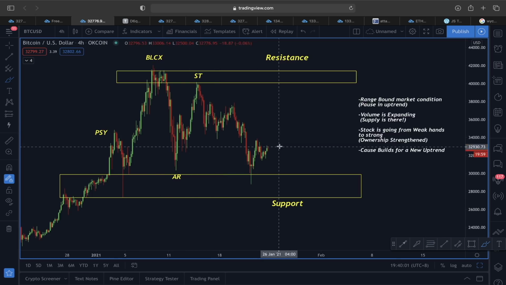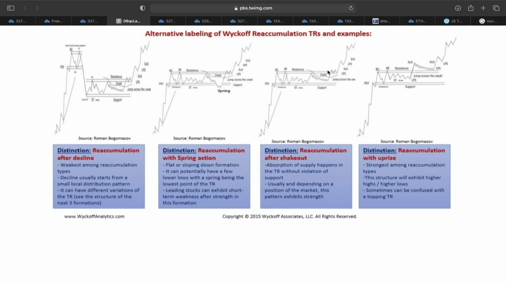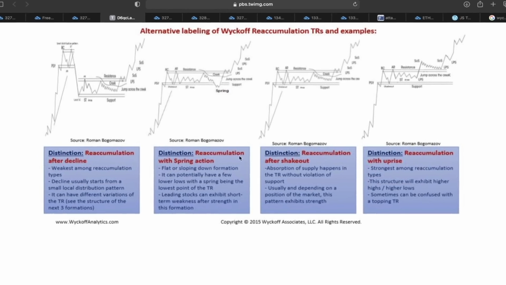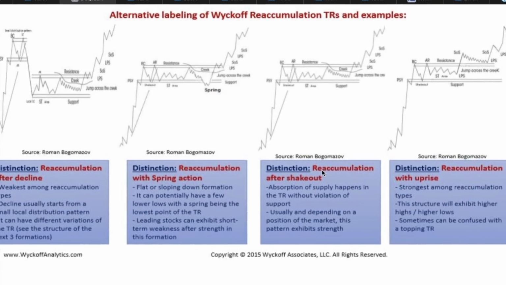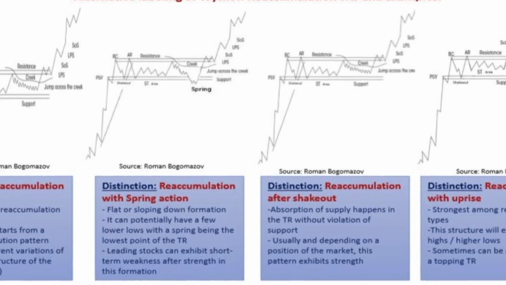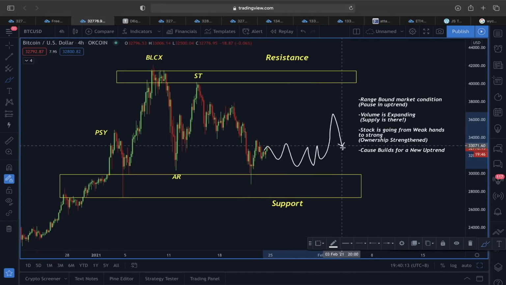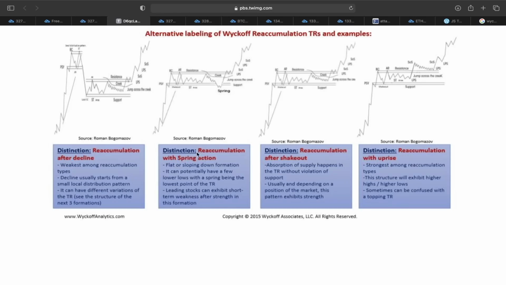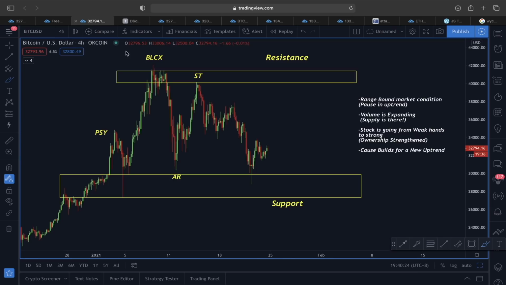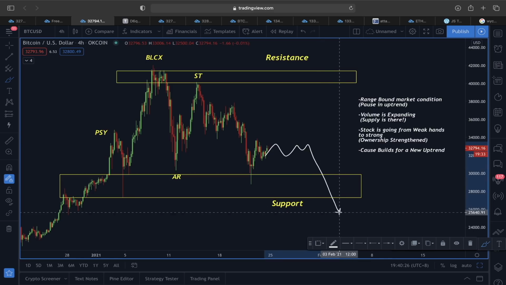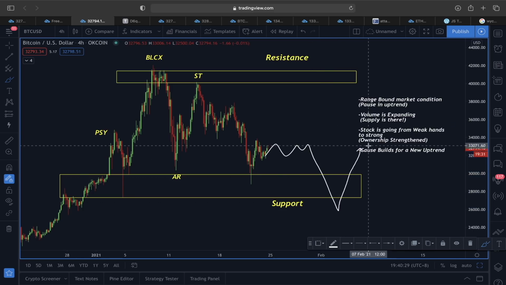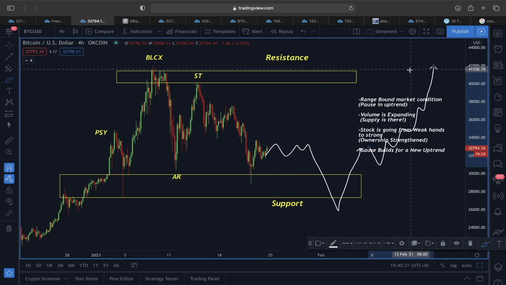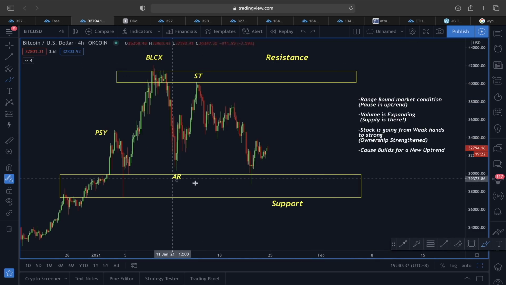According to this Wyckoff reaccumulation phase, we have 2 scenarios to look for. One is reaccumulation with spring action, and another one is reaccumulation after shakeout. Reaccumulation after shakeout tends to move in this manner, right? The price tends to consolidate in a range bound market, and then start slowly moving in an upper direction. And the reaccumulation with spring action includes a move like this: a stop hunt, liquidating all the longs, and then price again continues its journey in an upper direction. These are 2 scenarios looking at Bitcoin price action right now.